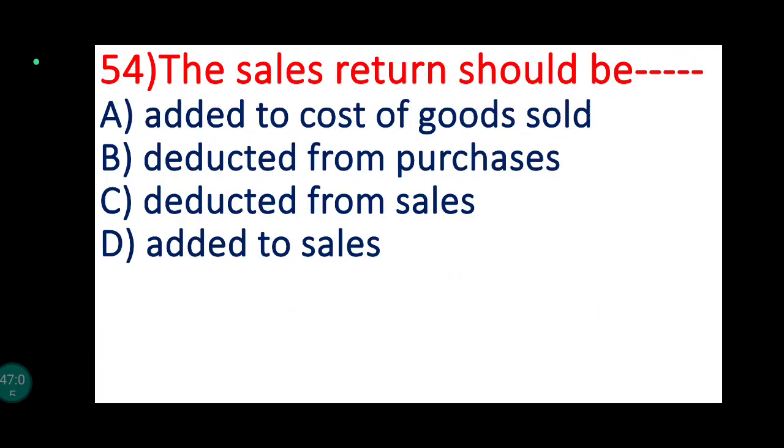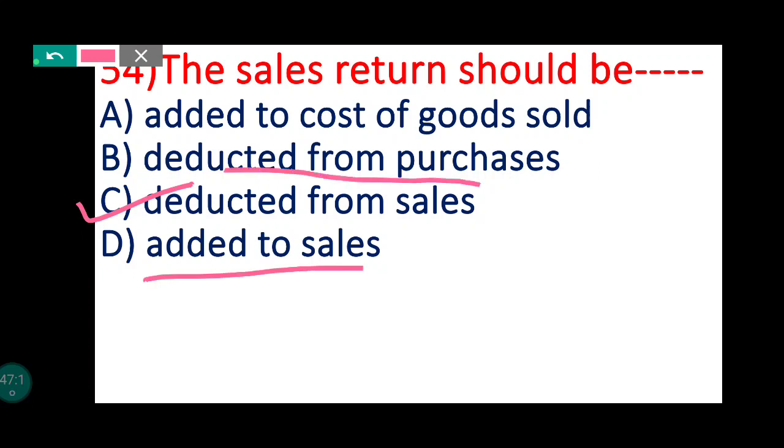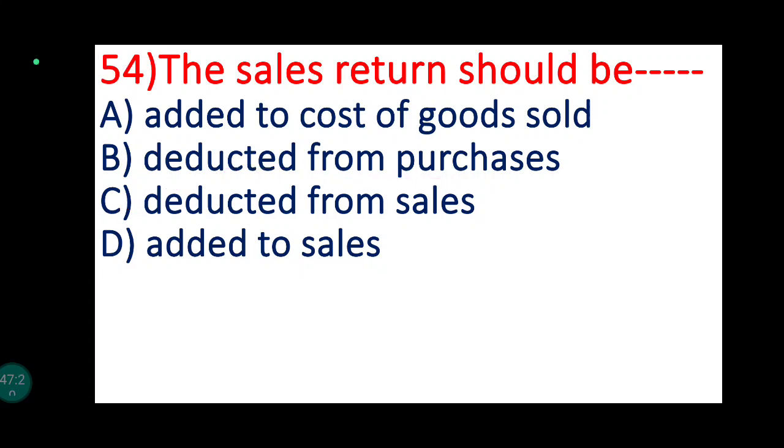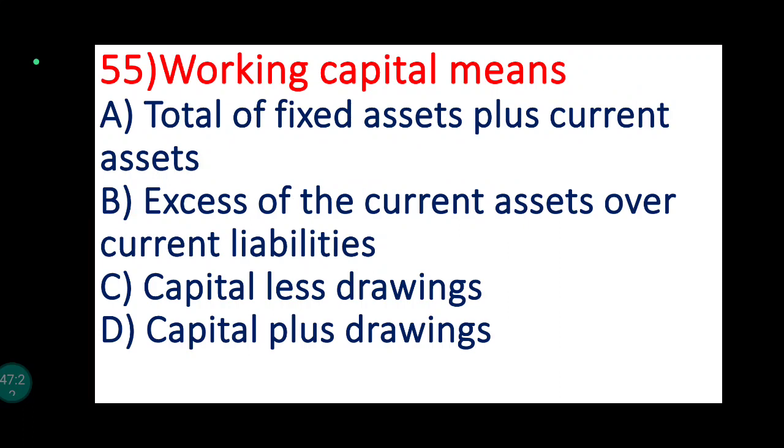Point number 54. The sales return should be. See, sales return means return inward. Okay, it should be deducted from sales. We are not adding it to sales. We are not deducting from purchases. Okay, the answer is deducted from sales. Point number 55. Working capital. See, working capital means current assets minus current liabilities. That is the excess of current assets over current liabilities.